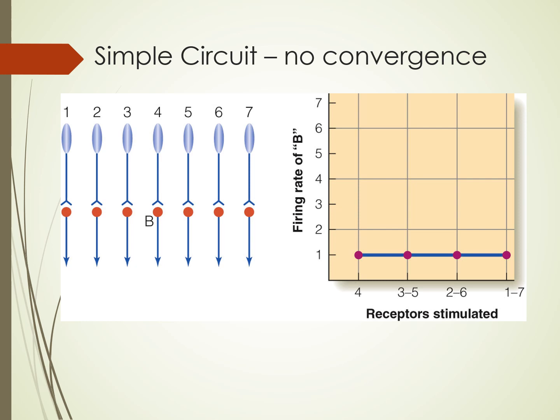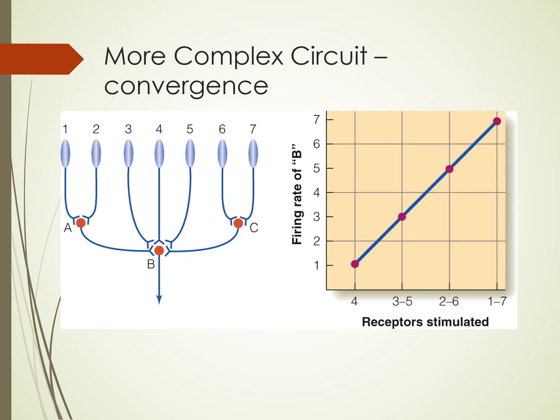But we're going to make this more complex. In a more complex circuit, we have bipolar cells communicating horizontally or perpendicularly, so they're communicating with each other, and also receptors communicating in a more convergent way. Now I have my dot of light up there. It's hitting receptor 4 at a unit of 1, and B fires at a rate of 1.